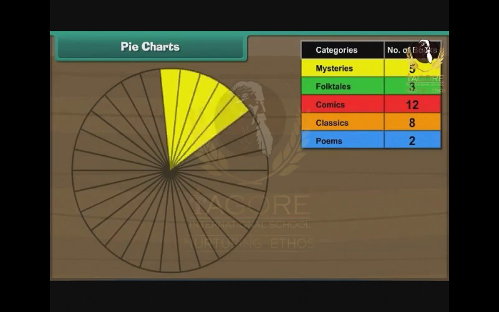Let us color 5 adjacent sections yellow and write mysteries. Let us now color the next 3 adjacent sections green and write folk tales. Now we count the next 12 sections. We color them red and write comics.